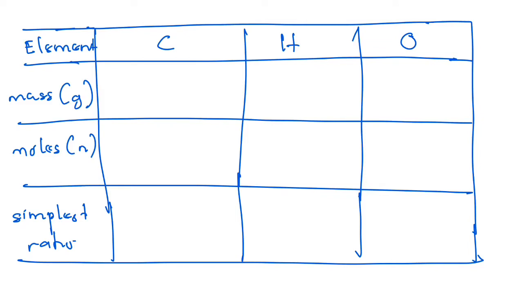The first row represents the element. We have three elements, carbon, hydrogen, and oxygen. The second row is mass, the third row is mole, and the fourth row is the simplest ratio.